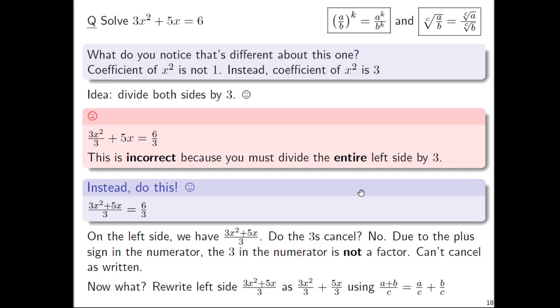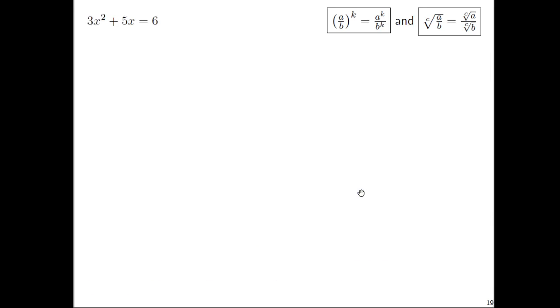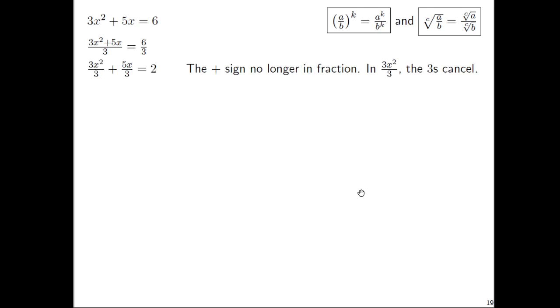So what do we do? On the next slide, you'll see we will rewrite the left side. Instead of 3x squared plus 5x over 3, we'll split that up as two separate fractions: 3x squared over 3 plus 5x over 3, using the fraction addition rule. It's just sort of in the reverse direction that we normally use it. So here we go. Take the equation here, divide both sides by 3. Since the 3's don't cancel as written, we split this up as two separate fractions. Now the plus sign is no longer in the fraction.